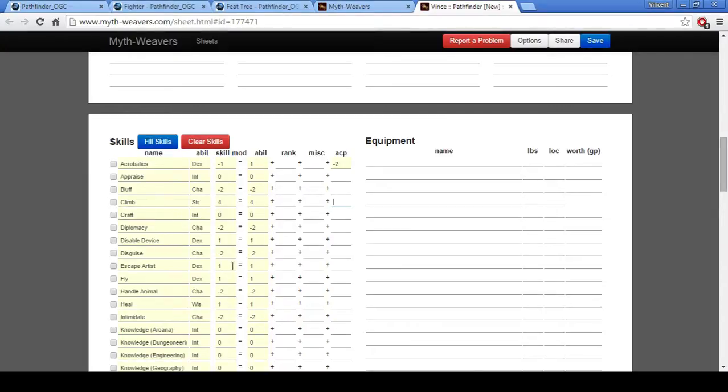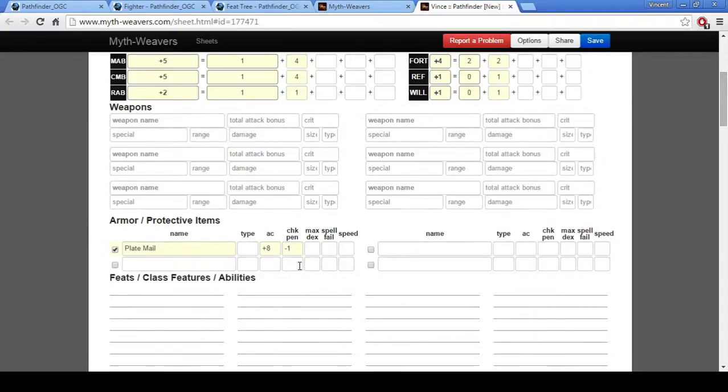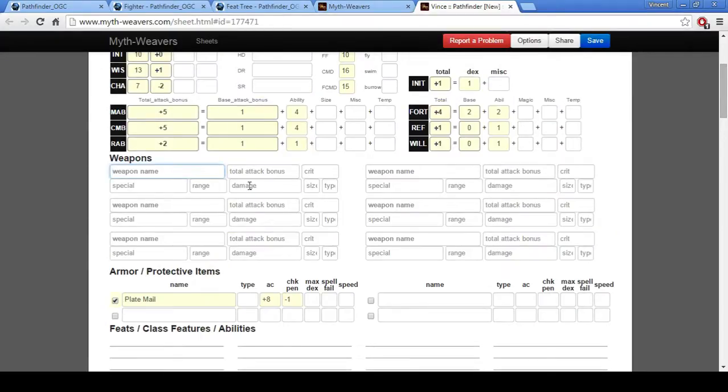So, keep that in mind. The way that weapons work is, let's say you decided to get a bastard sword. Bastard swords, because I am a bastard. Your total attack bonus is basically just going to be your melee attack bonus. If it's a melee weapon, it's going to be your melee attack bonus. You might get some bonuses to it for, say, weapon focus or all kinds of things. But your basic one is just going to be your base attack bonus plus your strength modifier.